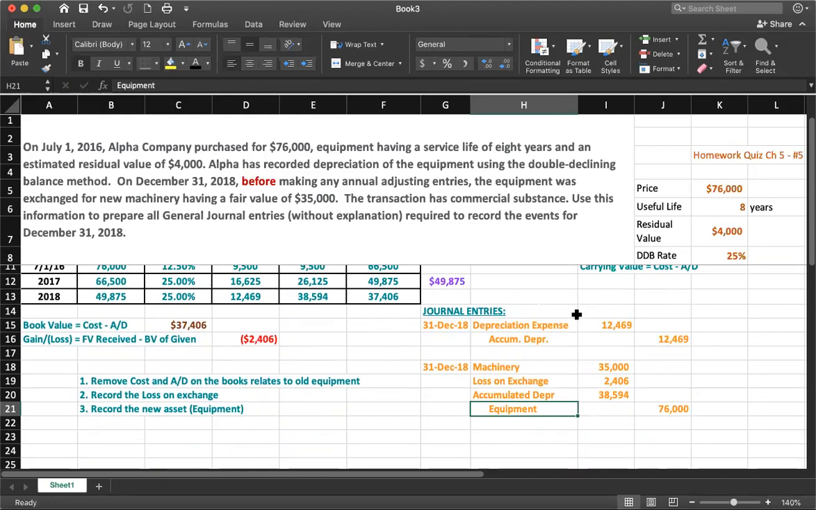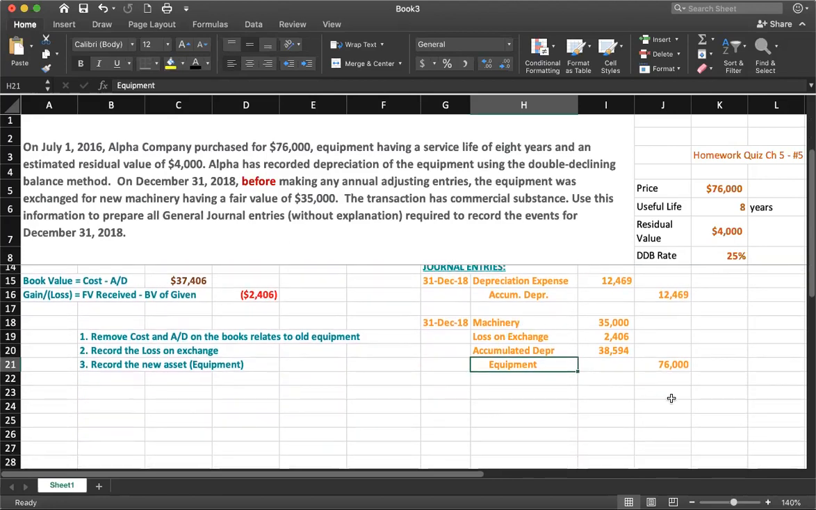So then these are the 2 entries that are required. Number 1, the entry to record the depreciation expense up to the date of sale or exchange, and then to actually record the exchange itself. Now, I just want to do a couple proofs here. Normally, we don't do this in journal entries, but I just wanted you to be sure that the debits for the second entry equal the credits for that same entry.